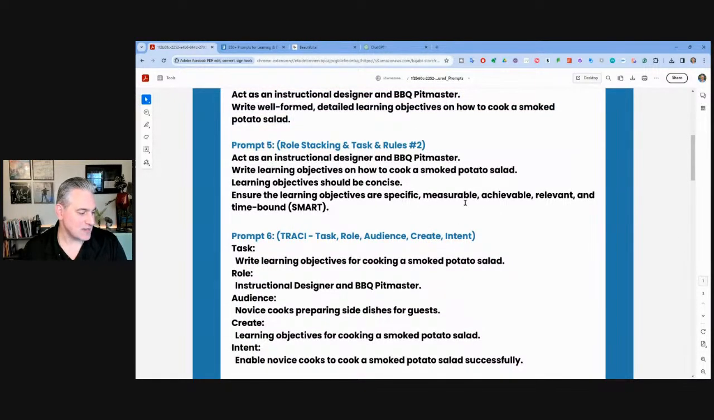Act as an instructional designer, barbecue pitmaster, write learning objectives on how to cook a smoked potato salad. Learning objectives should be concise. Now we get into a very specific format. This is going to be interesting to do this. Ensure the learning objectives are specific, measurable, achievable, relevant, and time-bound.